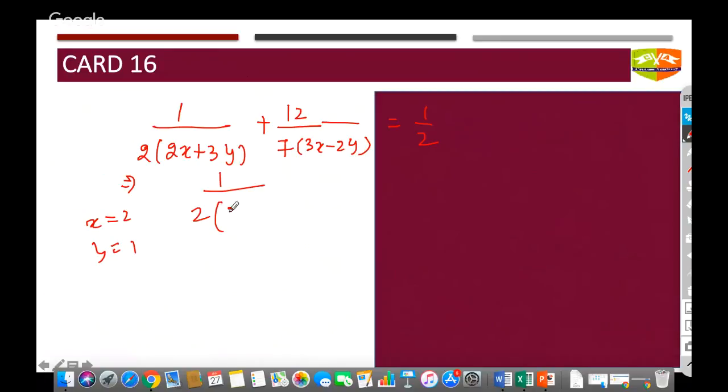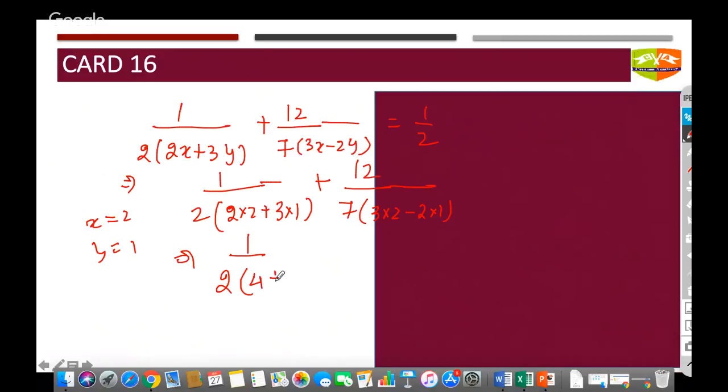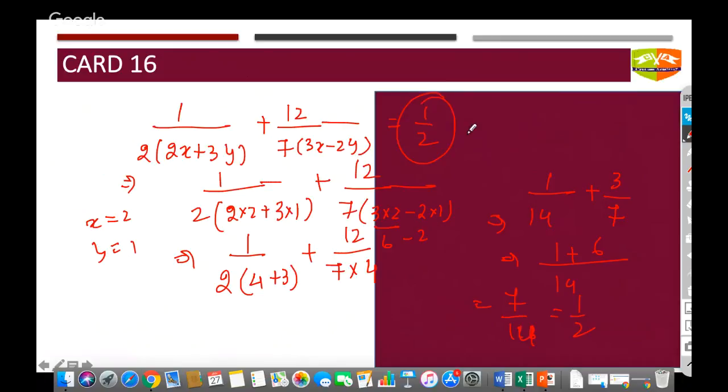I'll put the values here, 1 by 2, 2 into 2 plus 3 into 1, and do it on your rough paper. So 12 by 7, 3 into 2 minus 2 into 1. So what I get over here is 1 by 2, and this comes out to be 4 plus 3, plus 12 divided by 7, and this 6 minus 2 is 4. So what I get over here is 1 by 14 plus 3 by 7. So this is nothing but 14, 1 plus 6. So this gives me 7 by 14, which is equal to 1 by 2, which is the right hand side here. It means that whatever values of x and y I have got over here are actually correct.